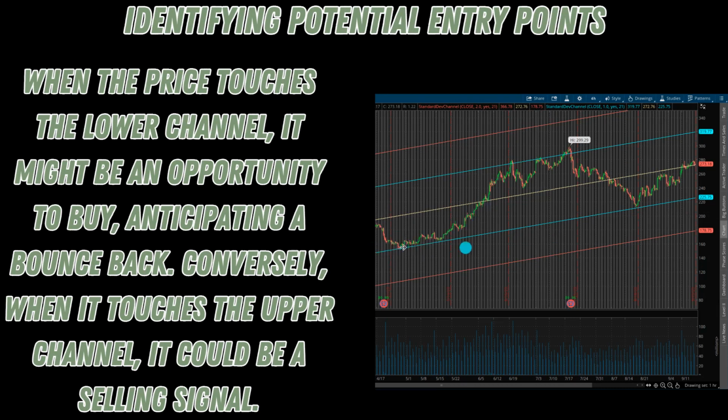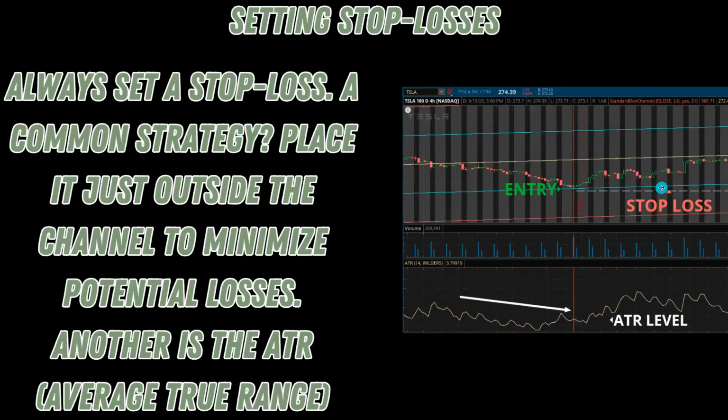Now, that's a pretty significant move, going from 180 all the way up to like 280 right here. Very, very significant move if you were able to capture that trade. So when it touches the upper channel, that could be considered a selling signal, right? You see here, it touches that upper channel, it drops, it touches the upper channel again, drops, touches the upper channel here, drops. So these are possibly good selling opportunities whenever it touches the upper channel.